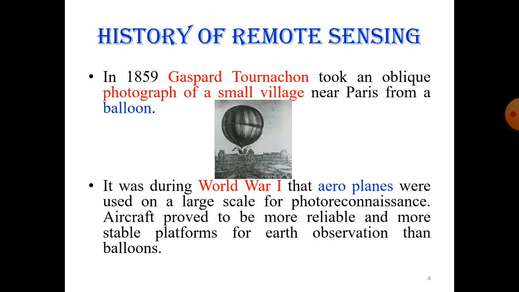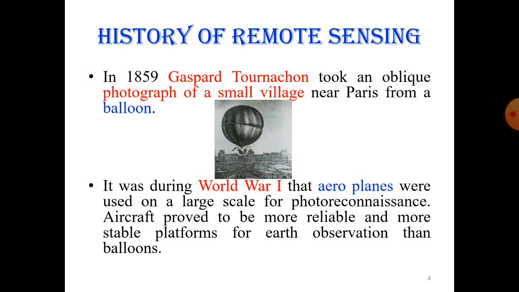It was in 1859 that Gaspar used this technology of remote sensing in taking a photograph of a small village near Paris using a tethered balloon which was fitted with a camera. You can see such large balloons hung near malls to hint at their location even today. You can see the same in the picture on this slide.